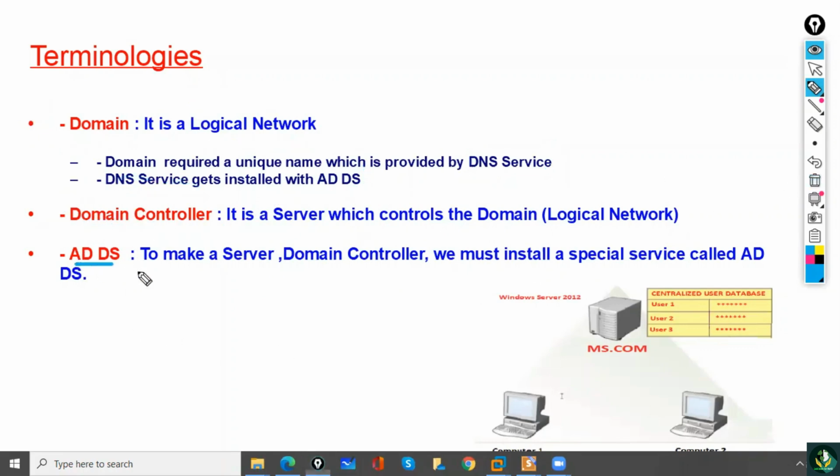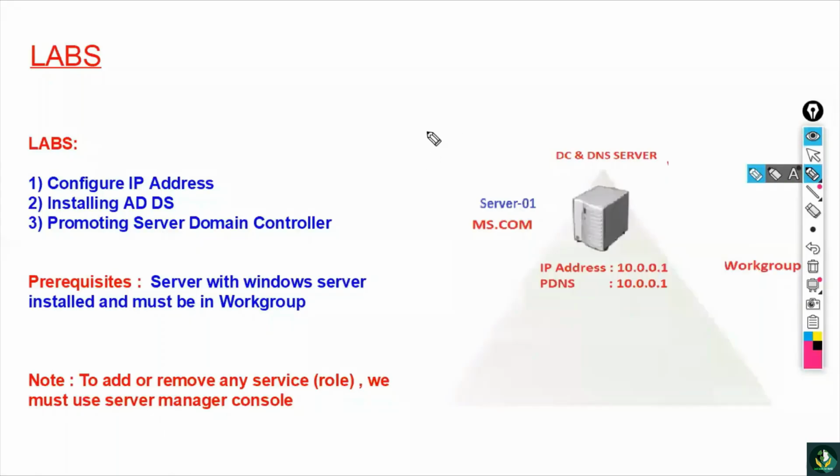Then we have ADDS. To make a server a domain controller, we must install a special service called ADDS. ADDS is a service. If you install this service, it will become a domain controller. Once it becomes a domain controller, it will control the domain. So we'll configure the domain controller.